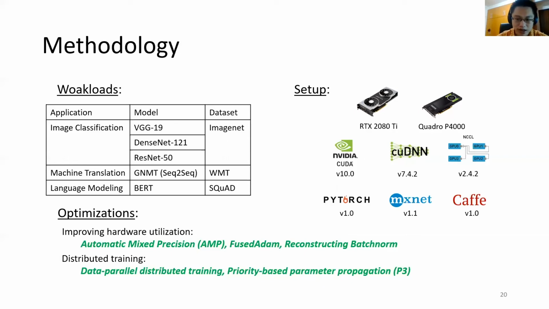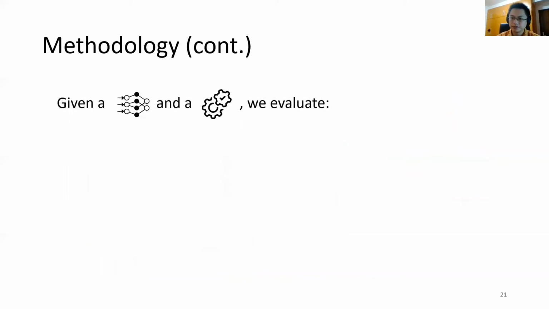And we also evaluate data parallel distributed training and priority-based parameter propagation, also called P3, which is a technique to improve the computation and communication overlap. So for each optimization and the DNN training workload, we evaluate the following.